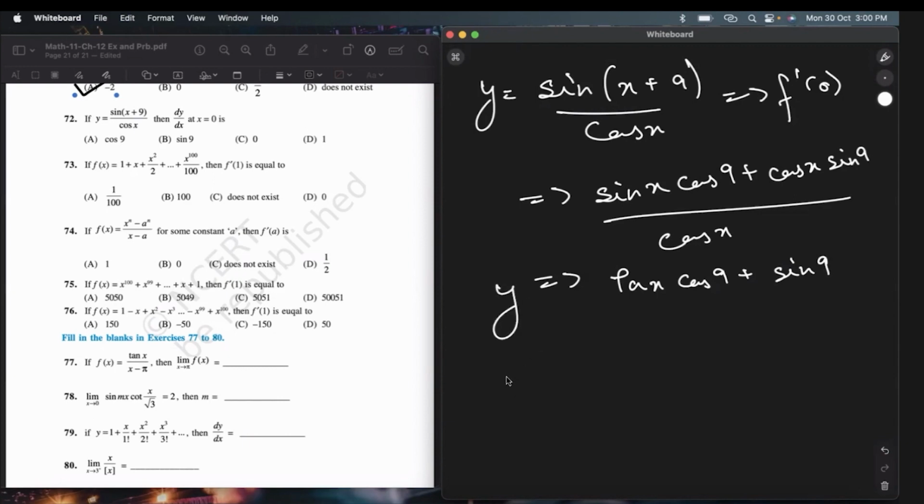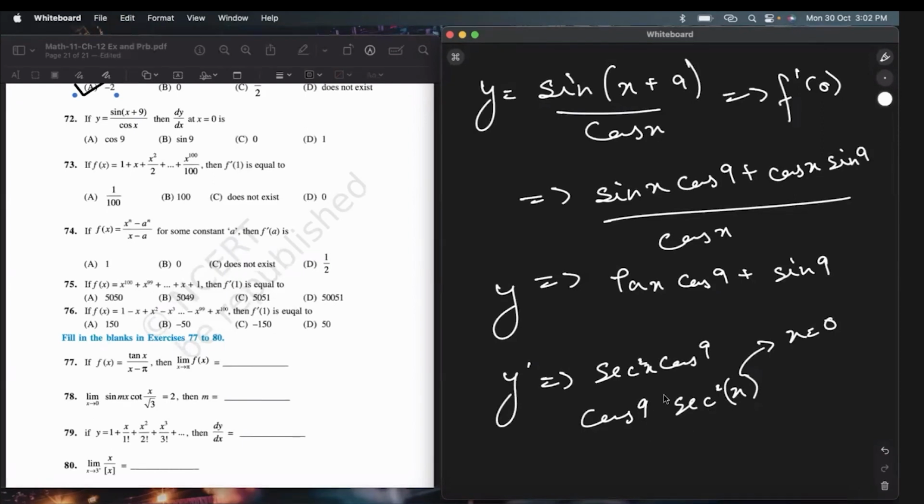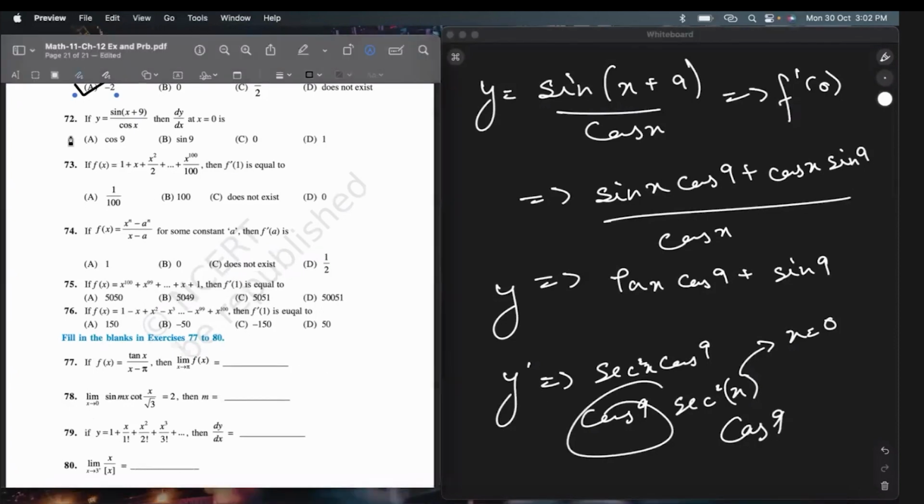And if I just take y dash, it will be sec square x times cos 9, and the other term will be 0. So I have cos 9 times sec square x, and the value for x is equal to 0. So at x equals 0, cos is equal to 1, so sec will be equal to 1, so the answer will be cos 9. Alright, so this will be the answer.